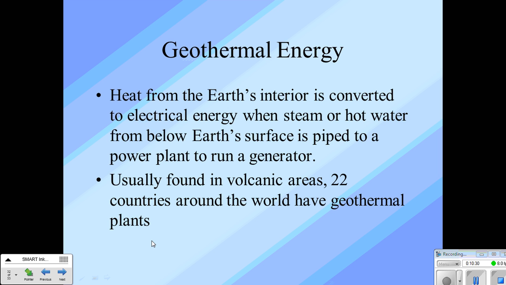And heat from Earth's interior is converted to electrical energy when steam or hot water from below Earth's surface is piped to a power plant to run a generator. It's usually found in volcanic areas. There are 22 countries around the world that have geothermal plants.